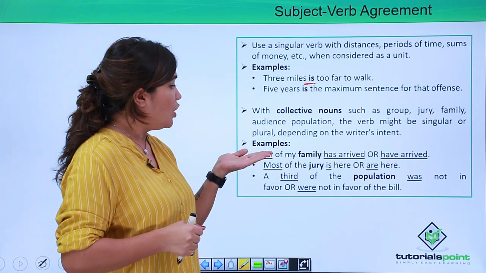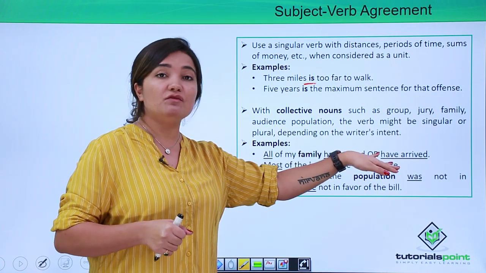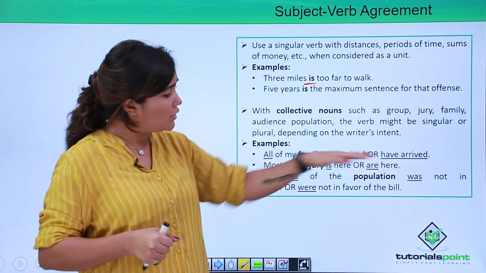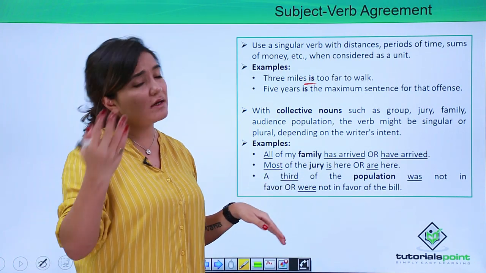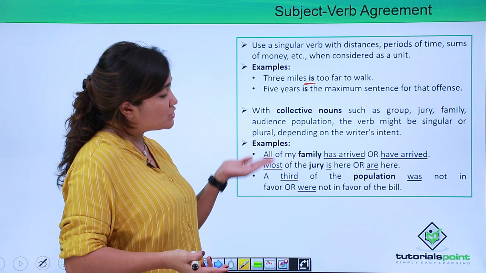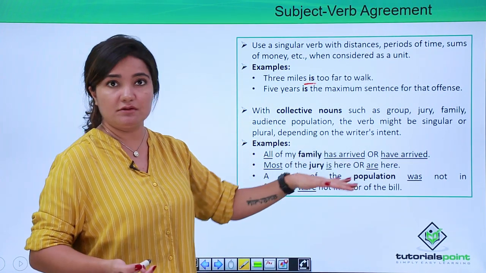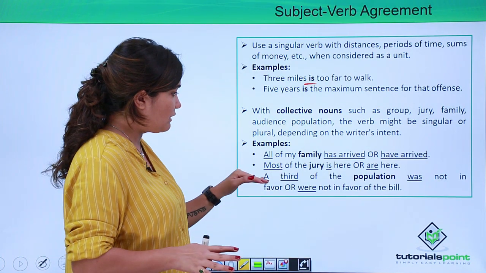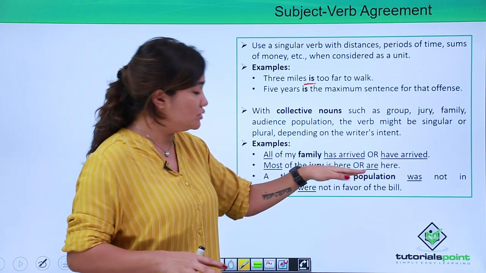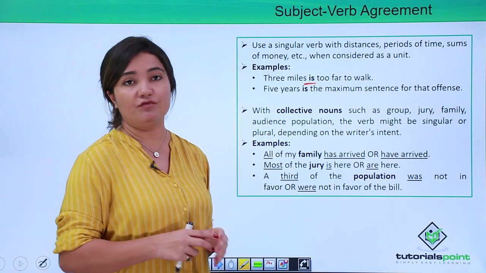So here, all of my family has arrived, or even if you use have arrived, it is correct. Both are correct, but again, it is the writer's discretion as to whatever they want to use. Most of the jury is here or are here, both are correct. There's nothing wrong. A third of the population was not in favor or were not in favor of the bill.